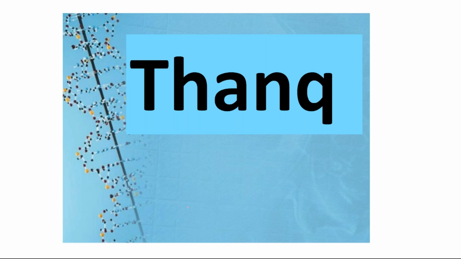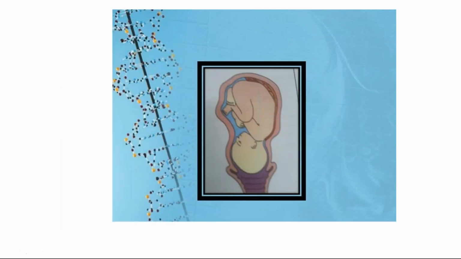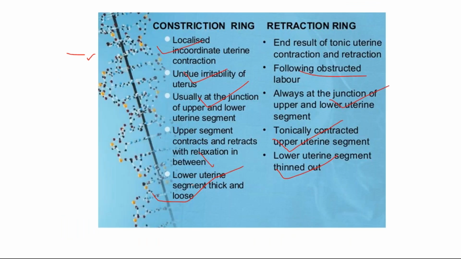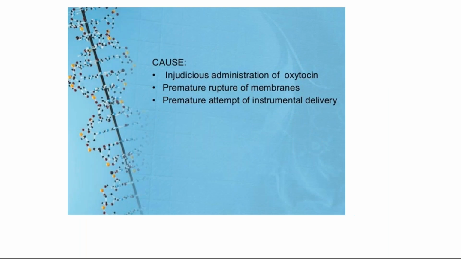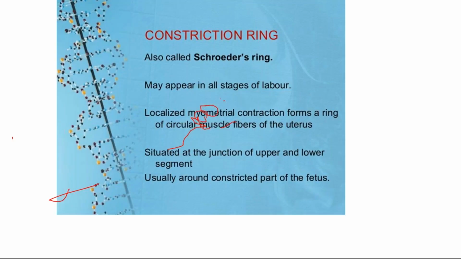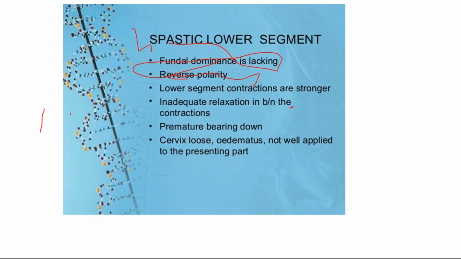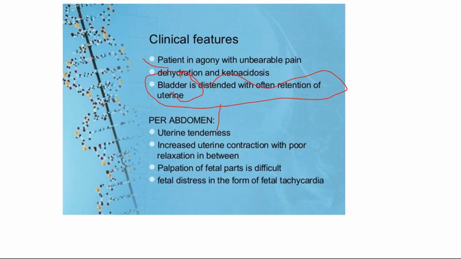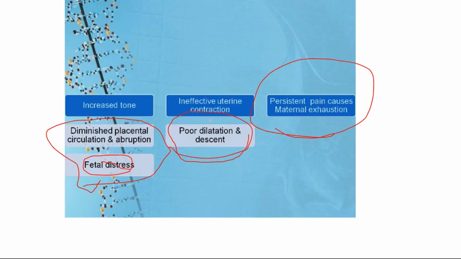Any doubts? All of you? Clear? Please ask. So always, this is very, very important: the differences between a constriction ring and a pathological retraction ring. So Bandl's ring may come as a short note question for you. So you should be able to diagnose a Bandl's ring and write about it, right? All of you? Any doubts? Please ask. Yeah, most welcome. We have some time for questions, right?